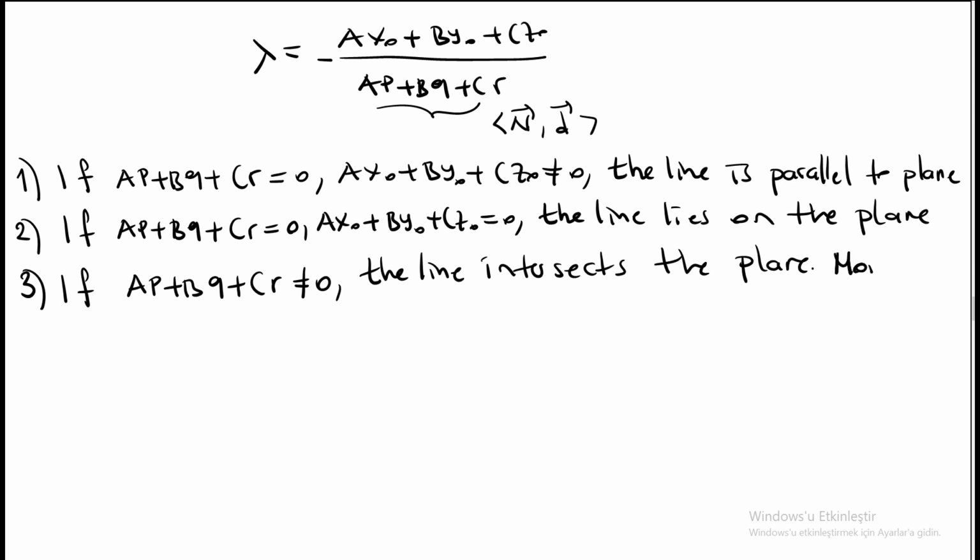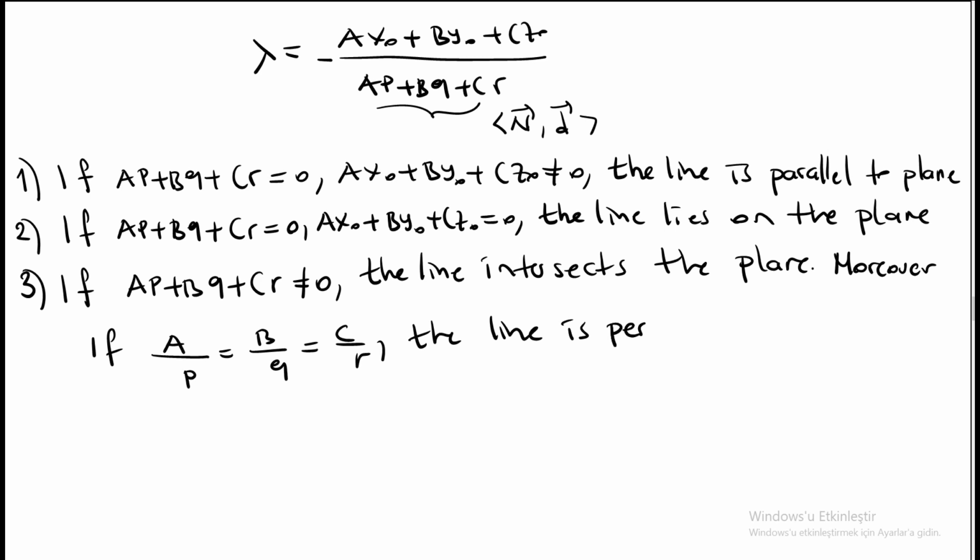Moreover, if a over p equals b over q equals c over r, so it means if they are parallel, then the line is perpendicular to the plane.